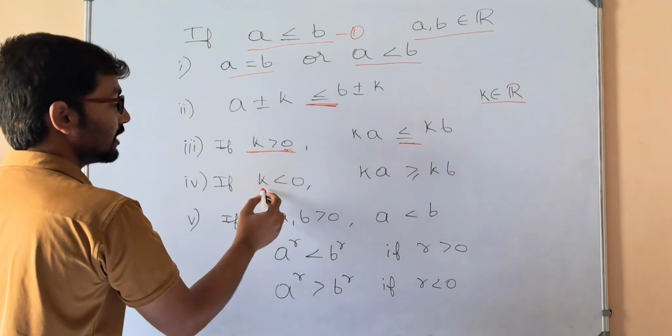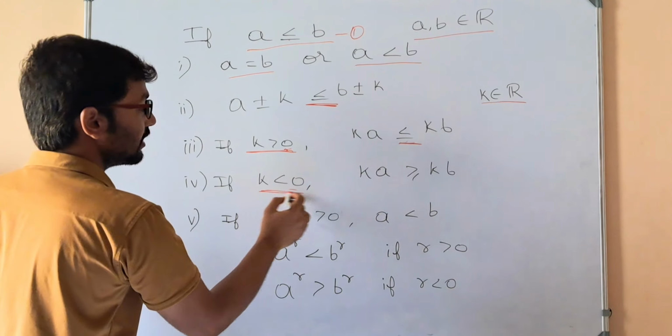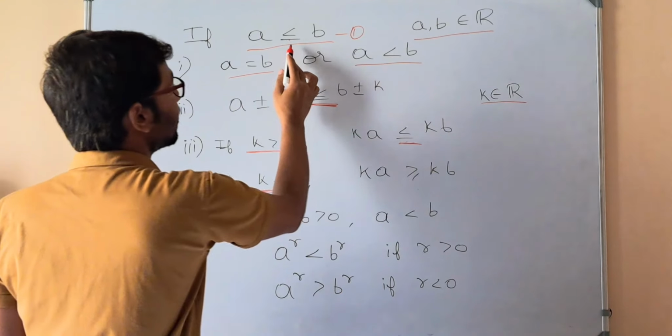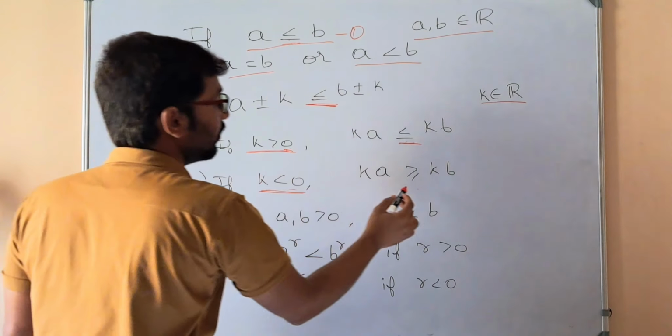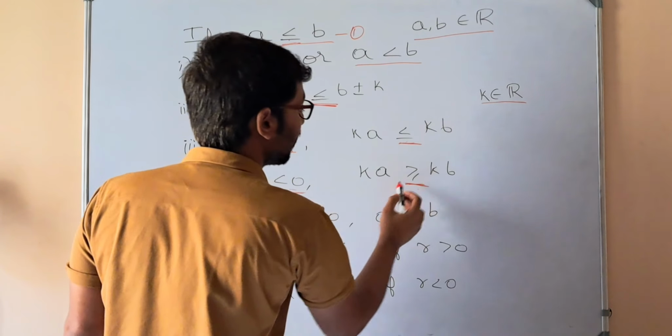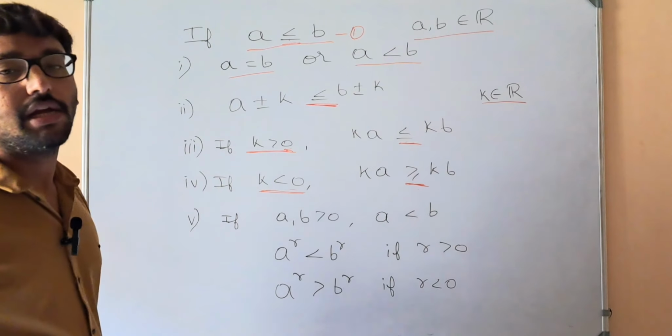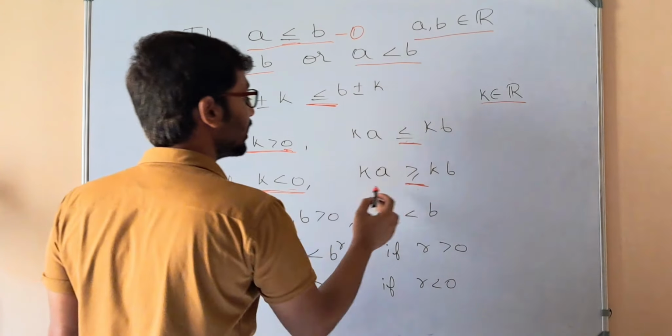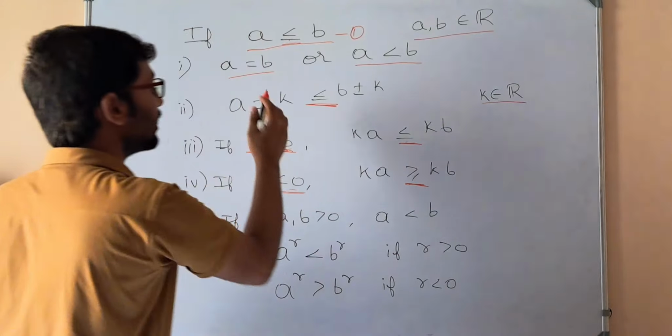What if K is less than 0? If K is less than 0, then the inequality changes. Here it was less than or equal to, now it changes to greater than or equal to. If K is negative and I multiply on both sides, the inequality changes.